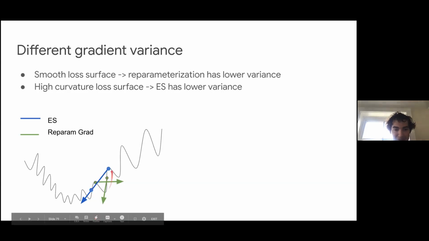So now the average of these points is going to have higher variance. And you can imagine, if I shrink the period of this, I'm going to make this gradient even larger. And it's going to only increase the variance. So I can make this arbitrarily bad.